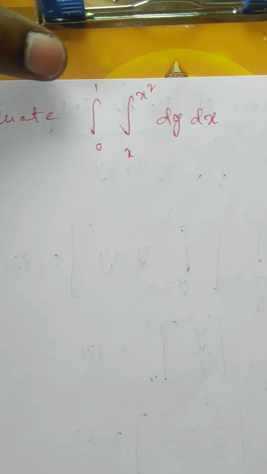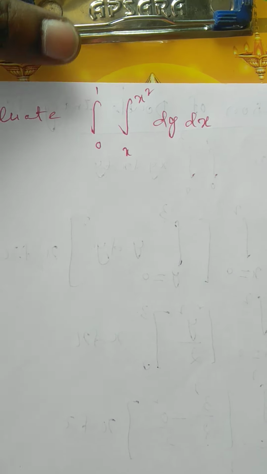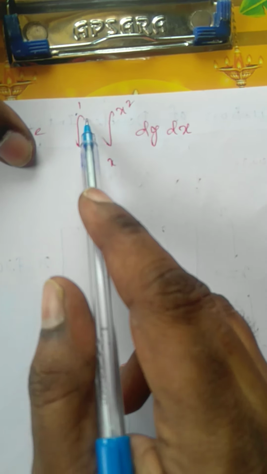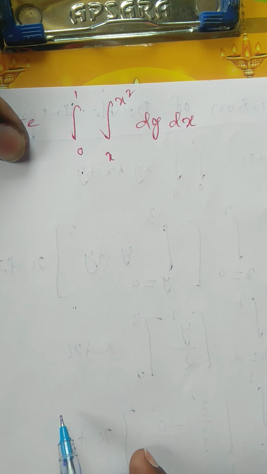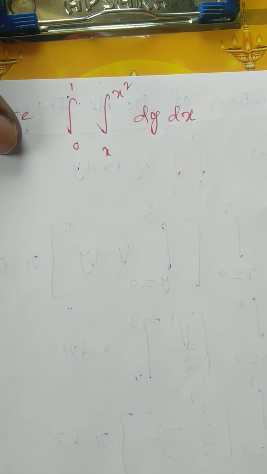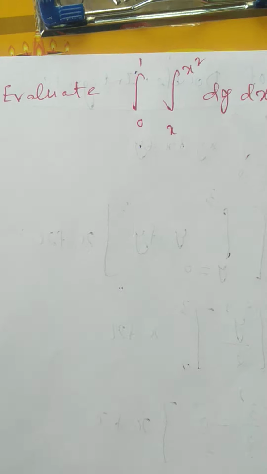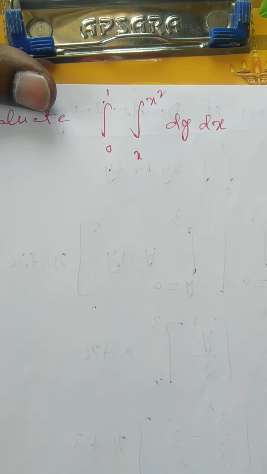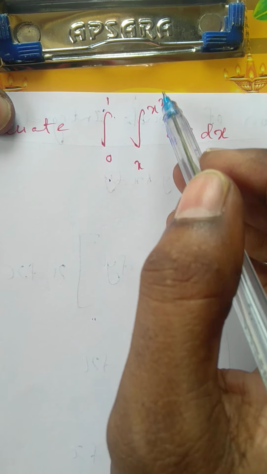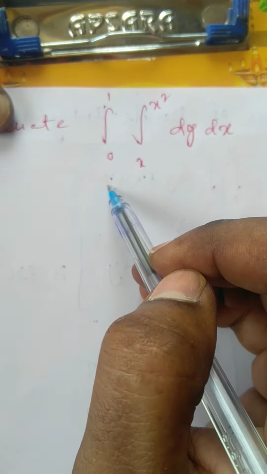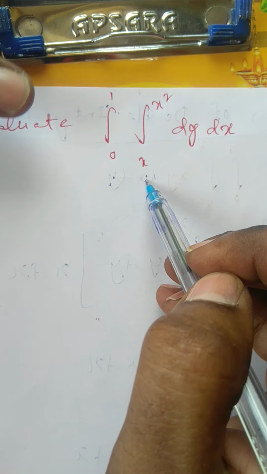Here the limits are: evaluate integral 0 to 1, integral x to x square. Here one set of limits are constants, other limits are variable limits, right? So first we fix the limits for x and y. Clearly here, one set of limits are constants, the other limits are variable, in terms of x, right? These variable limits are in terms of x, other limits are constant. The variable limits in x, that we fix for y.